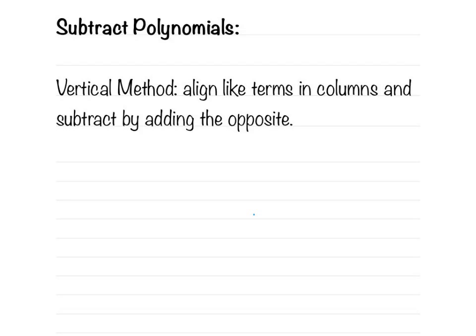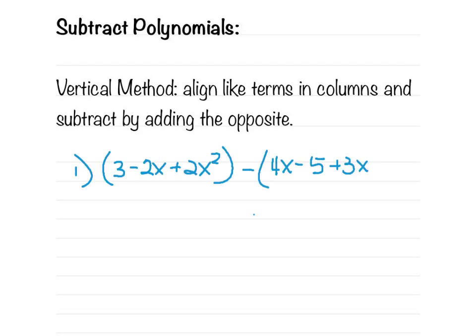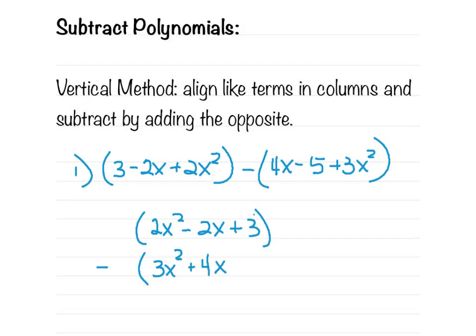Let's practice subtracting. Number 1. 3 minus 2x plus 2x squared minus 4x minus 5 plus 3x squared. Let's write these vertically in standard form. I have 2x squared minus 2x plus 3, and I will be subtracting 3x squared, positive 4x, and negative 5.